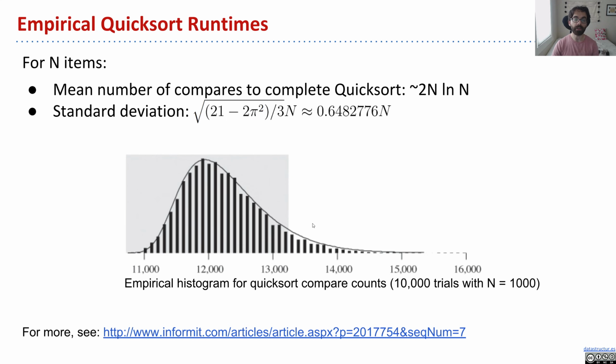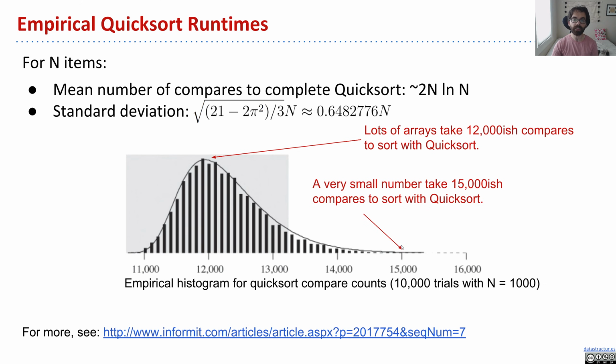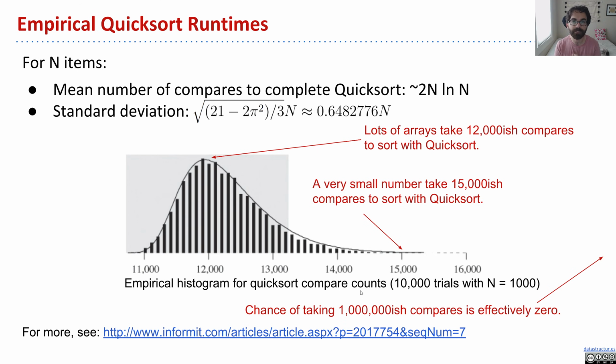Okay. Now, to highlight the main points, there are just tons and tons of random arrays that take 12,000-ish compares to sort with Quicksort, here where n is 1,000. Now, if we look at 15,000, there's only a very small number of arrays that take 15,000 compares. You've got to get pretty unlucky to get there. Now, if we think about what n squared is, well, 1,000 squared is 1,000,000. That's way over here. So the chance of taking 1,000,000-ish compares is effectively 0.